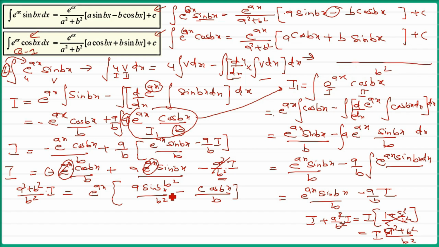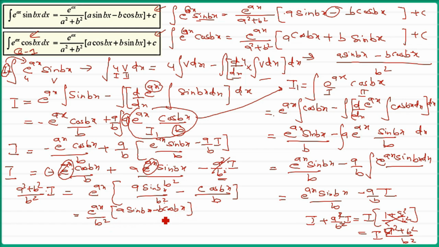B square, when you take the LCM, b square is also already there, so you don't have to do anything. You can just write a sin bx. And since b square is not there, only b is there, so you have to multiply by b to make it b square. So b cos bx will come. So the penultimate version is e raise ax, a sin bx minus b cos bx, divided by b square.